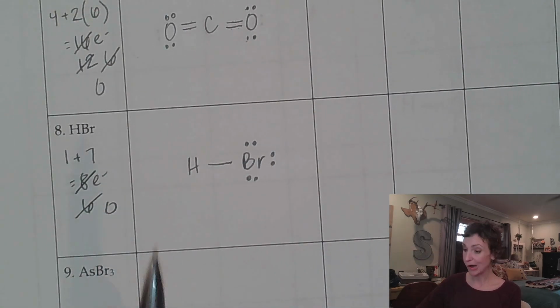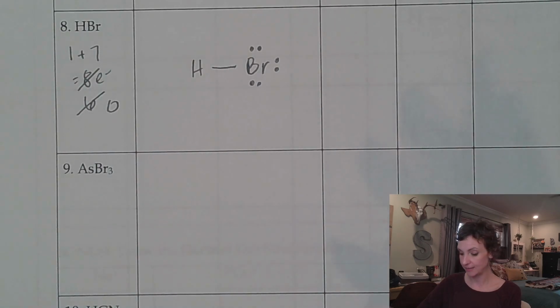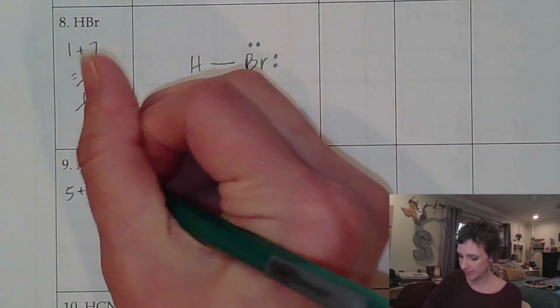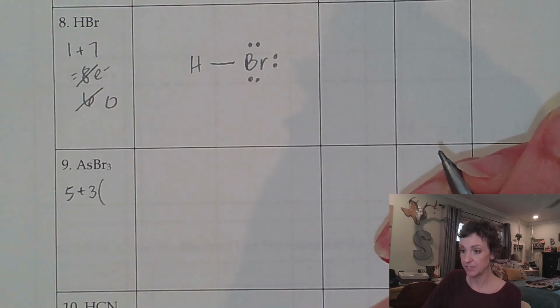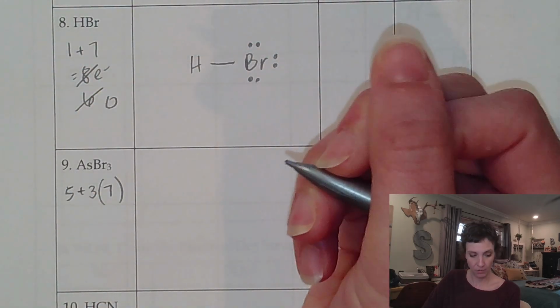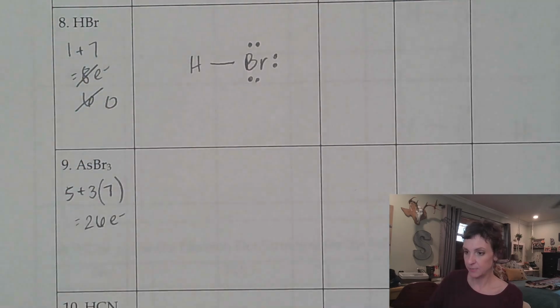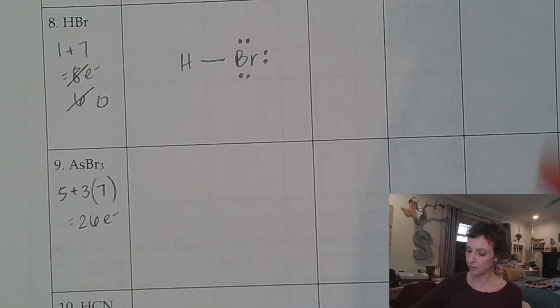Now let's do arsenic tribromide. This one's a good one. So arsenic, he's super fun. He is in group 15, 5 valence electrons. I only have 1 of him. And then 3 bromines. We used bromine in the previous problem. Each one of those guys has 7. So that math is going to give me 26 electrons to be used in this molecule.